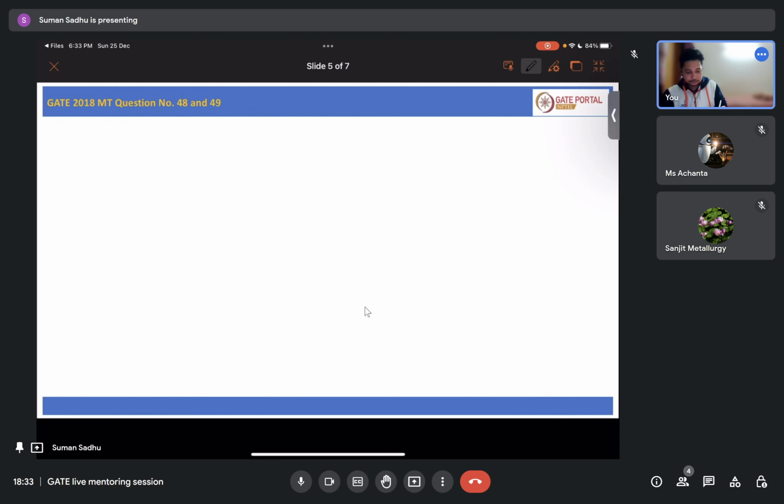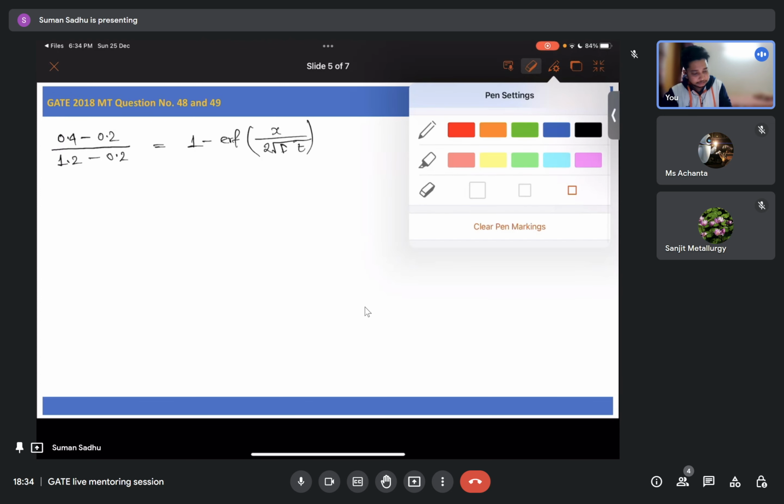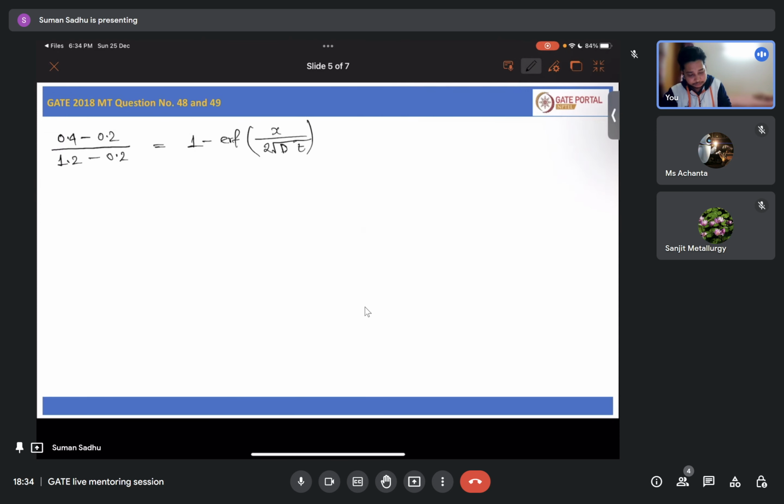So now let us write here. Cx, that is given, is 0.4 minus C naught. C naught is 0.2. And Cs, that is 1.2, minus C naught, that is 0.2, is equal to 1 minus error function of x by 2 into root over of Db into t. Db you can write as D also; Db means the diffusivity of the second phase other than the matrix. So D into t.